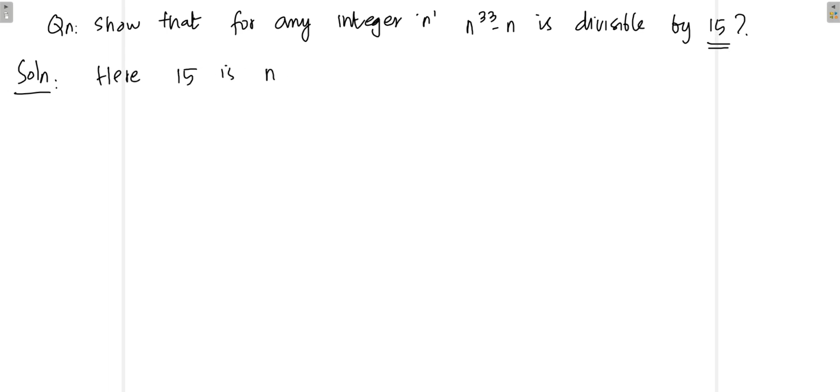15 ഈസ് നോട്ട് എ പ്രൈം നമ്പർ, ബട്ട് 15 ഈസ് ഈക്വൽ ടു 3 into 5. 3ഉം 5ഉം പ്രൈം നമ്പറാണ്. അപ്പോൾ നമ്മൾ ചെയ്യേണ്ടത്, if n raised to 33 minus n is divisible by 3 and n raised to 33 minus n divisible by 5 എന്ന് എടുക്കുകയാണെങ്കിൽ, ഇത് രണ്ടും പോസിബിൾ ആണെങ്കിൽ it should be a multiple of 3 as well as a multiple of 5. 3യുടെയും 5യുടെയും മൾട്ടിപ്പിൾ ആണെങ്കിൽ അത് 15ൻ്റെയും കൂടെ മൾട്ടിപ്പിൾ ആയിരിക്കും. That's the idea.